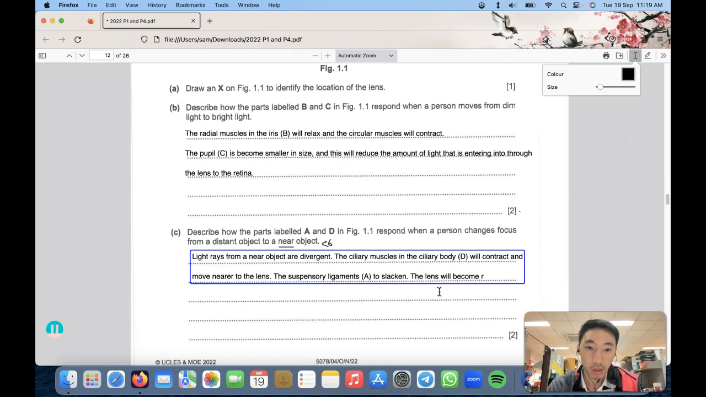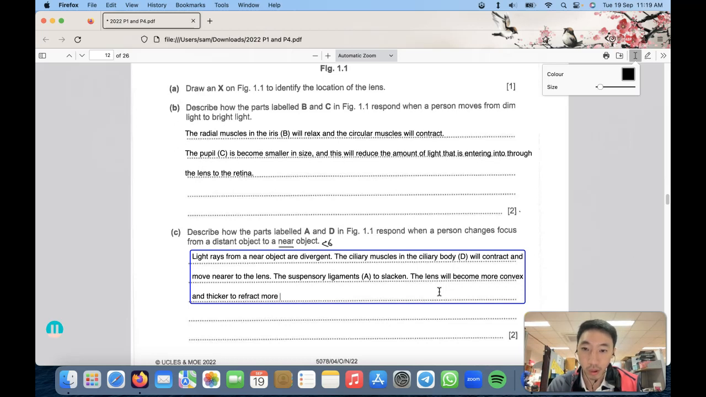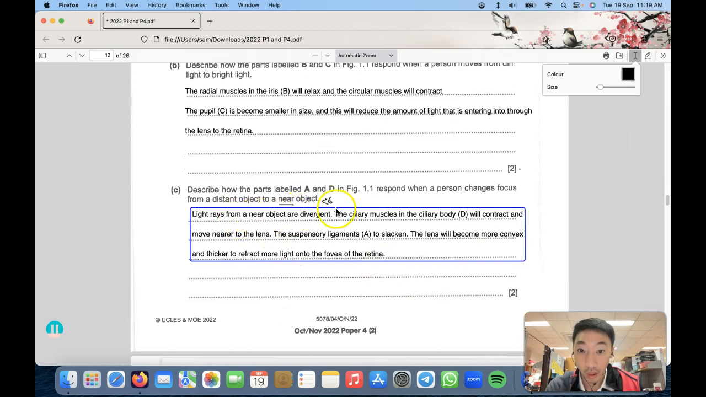The lens will become more convex. Convex means how round it is. So if it's rounder, then it's more convex and thicker, to refract more light onto the fovea, the retina. So 1 mark for my ciliary body, and then 1 mark for my suspensory ligaments. Probably a minus mark if I don't write about my lens becoming more convex and thicker. So this is done.